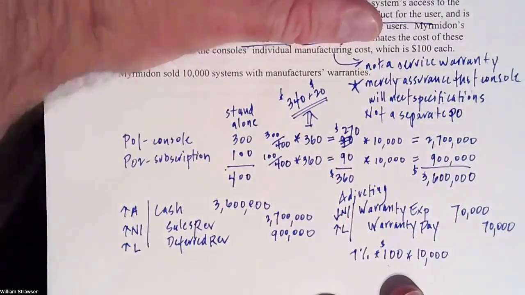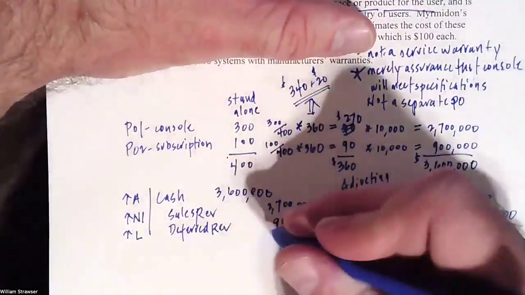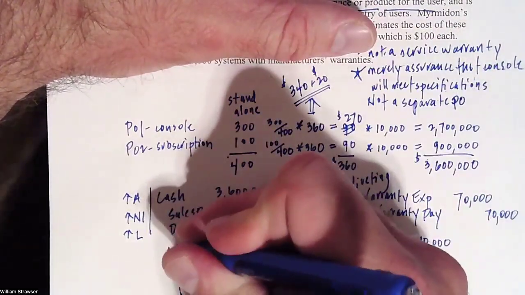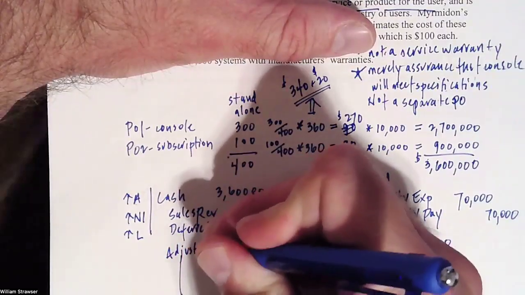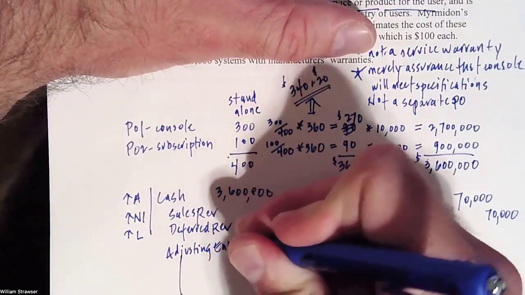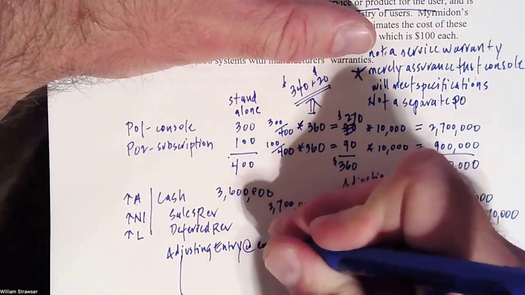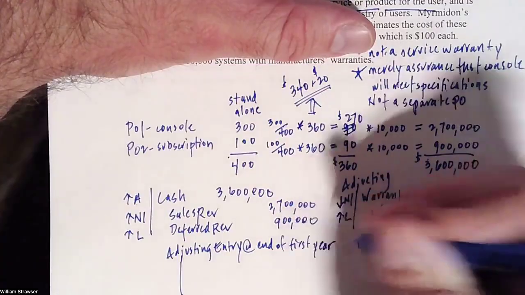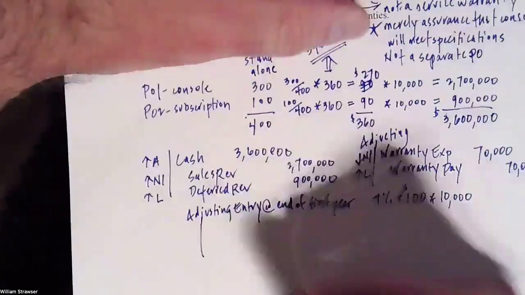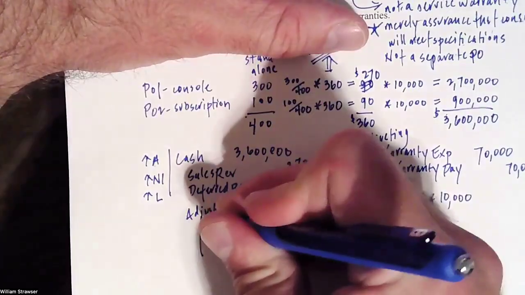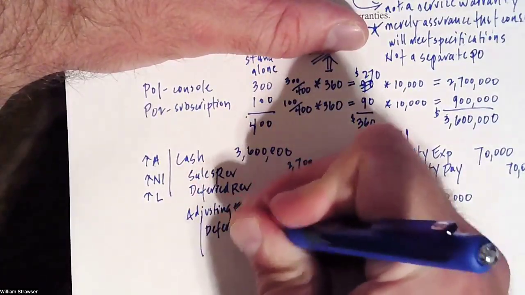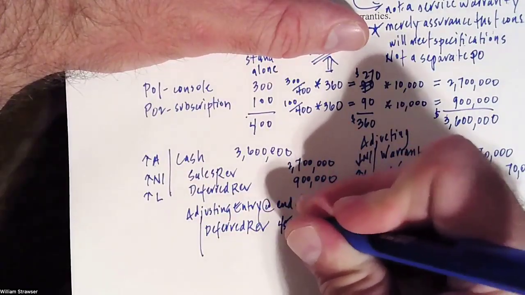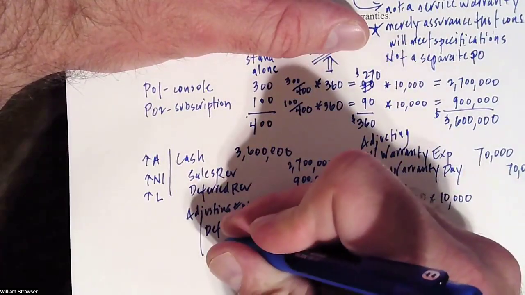And then, of course, the deferred revenue would be recognized in much the same way. It's a 2-year, so this would also be an adjusting entry that we make to the deferred revenue account at the end of the first year. Since this is 2 years, we'd recognize half of it as earned and reduce our liability by half.